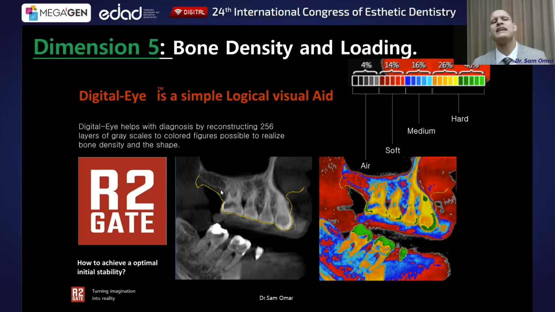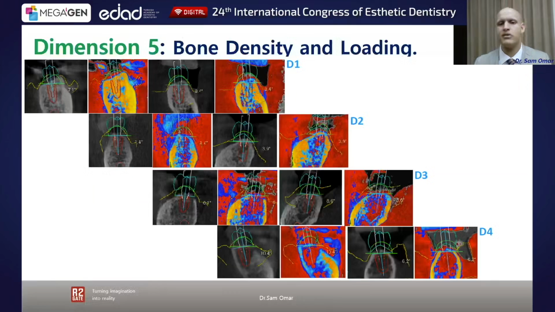And that's why we say the digital eye is a simple, logical visual aid that gives you good information about the density of bone in future implant sites using color information. And this is basically how that looks. So D1 bone is mostly yellow, as we previously mentioned, and D4 bone is mostly red, as you can see here, and this is how D2 and this is how D3 look.